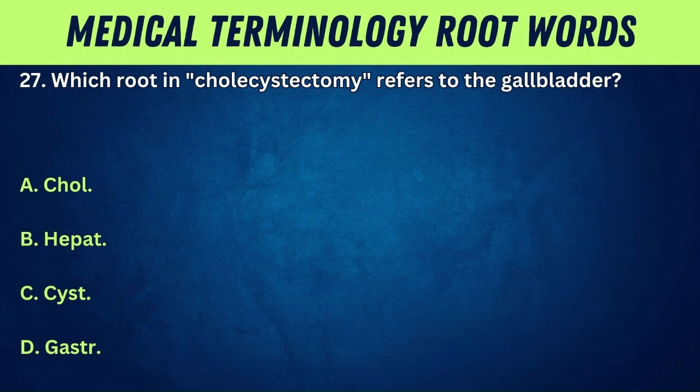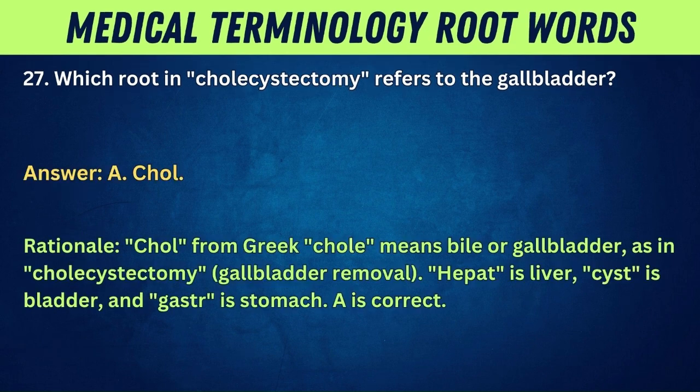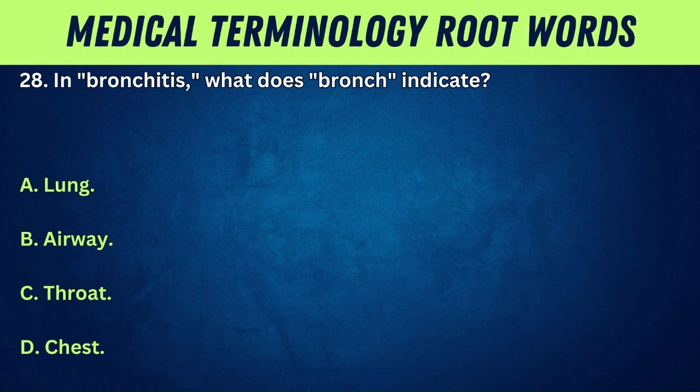27. Which root in cholecystectomy refers to the gallbladder? A. Chole. B. Hepat. C. Cyst. D. Gaster. Answer: A. Chole. Rationale: chole from Greek chole means bile or gallbladder, as in cholecystectomy, gallbladder removal. Hepat is liver, cyst is bladder, and gaster is stomach. A is correct.